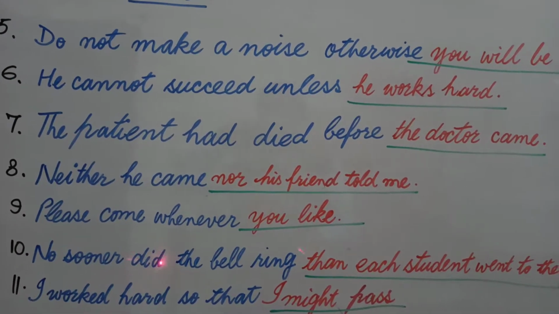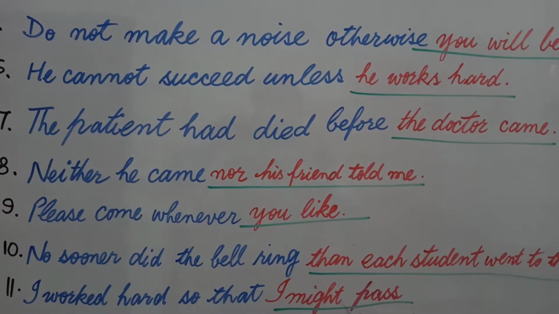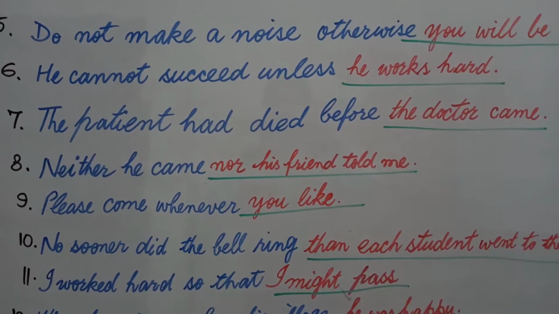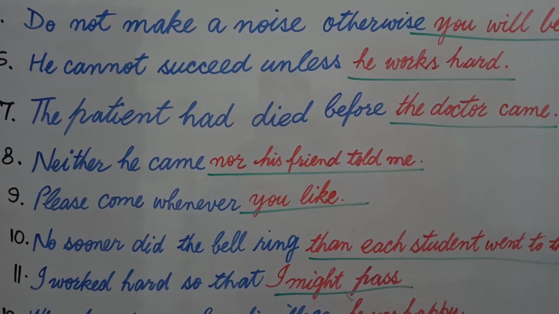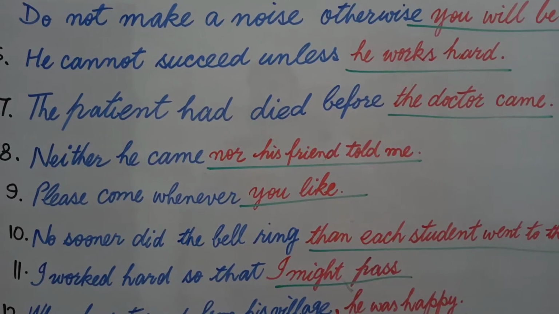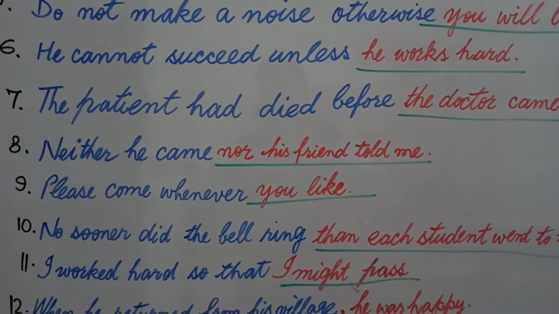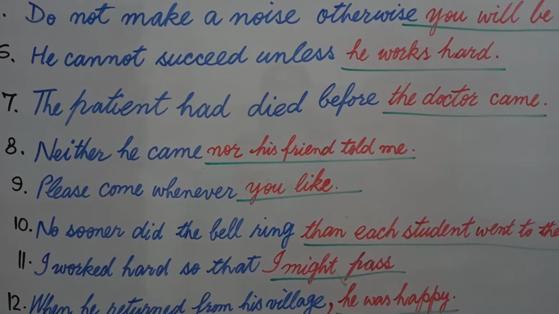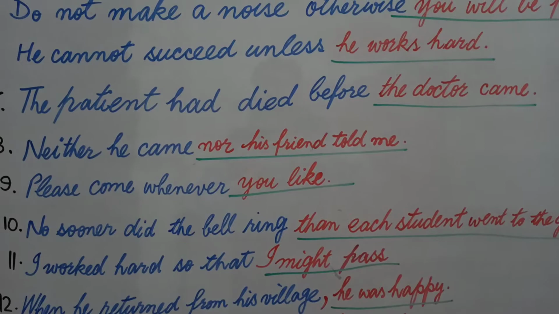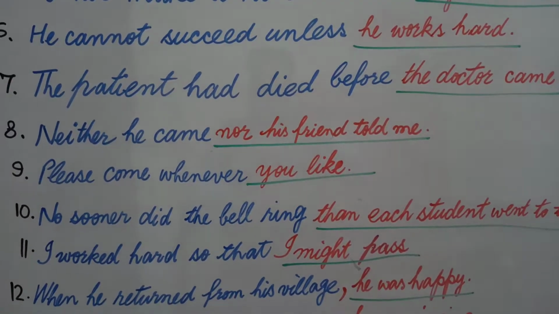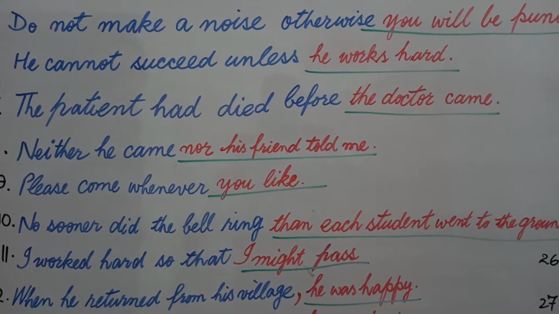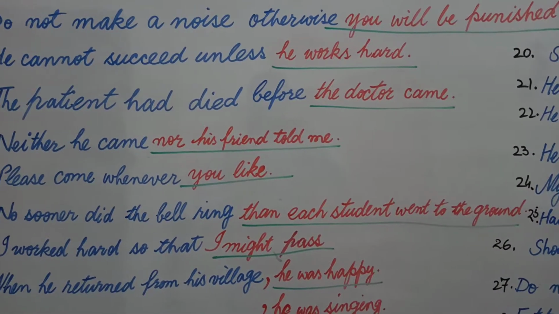If you are given future with no sooner or as soon as, my dear students, make sure that you must never use future indefinite after no sooner, after as soon as, after when, after if, after unless, after until, and after till. After all these conjunctions, you should not use future indefinite. In place of future indefinite, you should use present indefinite. So with past indefinite, you will use past indefinite. Now our final answer is no sooner did the bell ring than each student went to the ground.